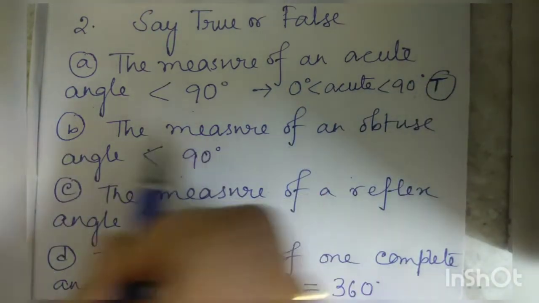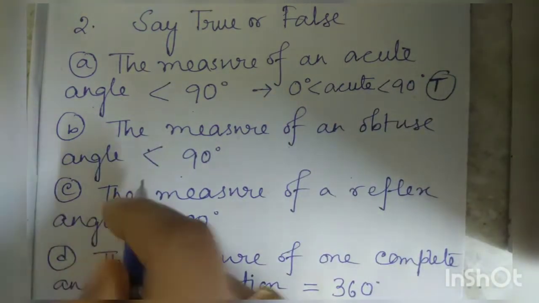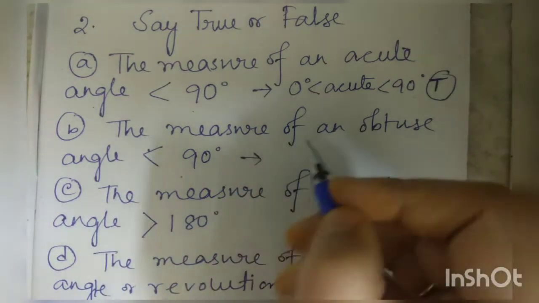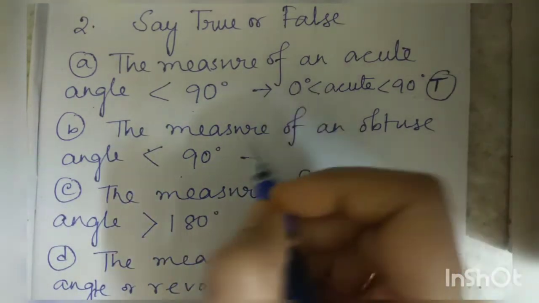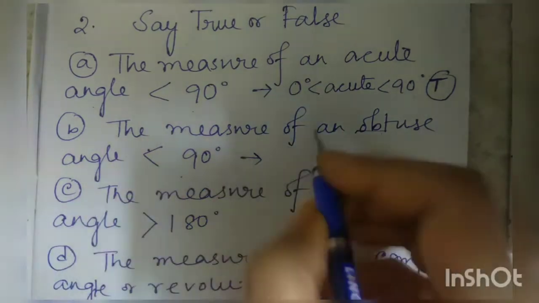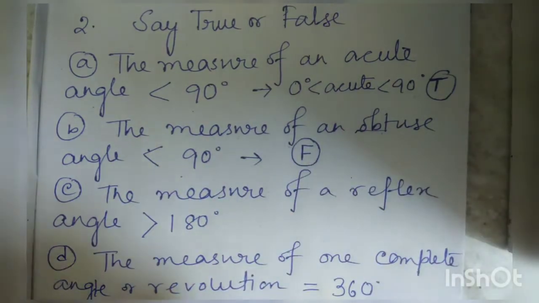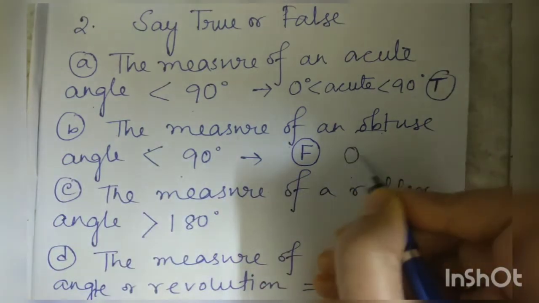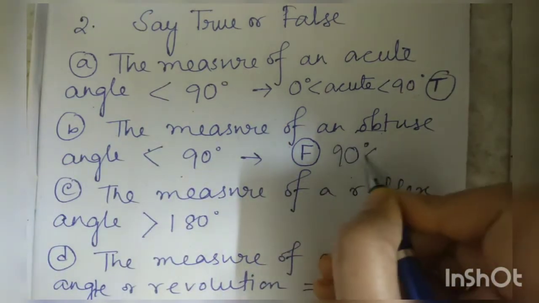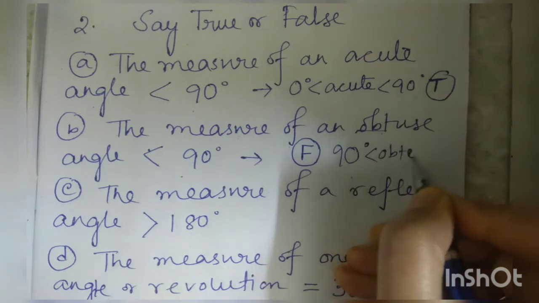Okay, now for the next one, the measure of an obtuse angle is less than 90 degree. Obviously, if an acute angle is less than 90 degree, then an obtuse angle will not be less than 90 degree. So the statement which is given over here is false. Or else we also know the definition of it, which is more than 90 degree and less than 180 degree.